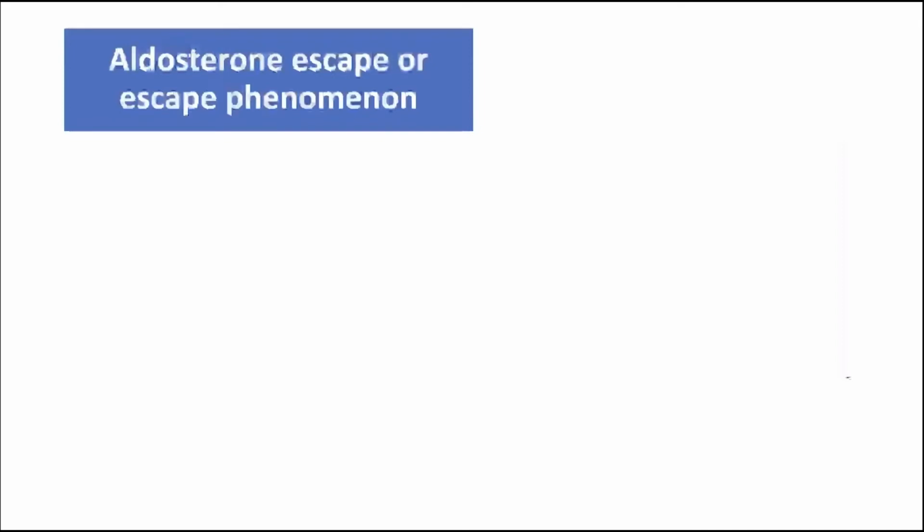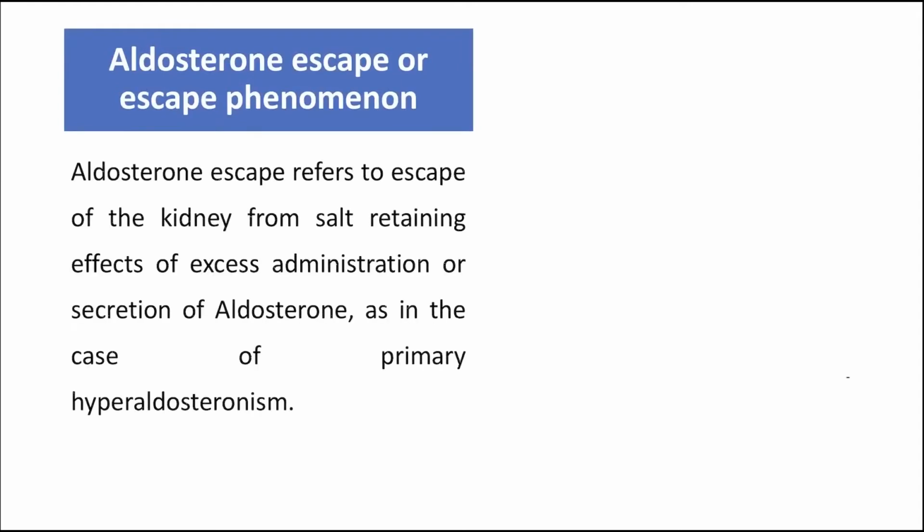So what happens during the aldosterone escape, or what is the escape phenomenon? Aldosterone escape phenomenon refers to the escape of the kidney from the salt retaining effect of excess administration or secretion of aldosterone, as in the cases of primary hyperaldosteronism. That means whenever the aldosterone level remains elevated for a few days, then the salt retaining effect of the aldosterone will not be there. The escape will be there from the salt retaining effect of the excess aldosterone. This is called the aldosterone escape or escape phenomenon.